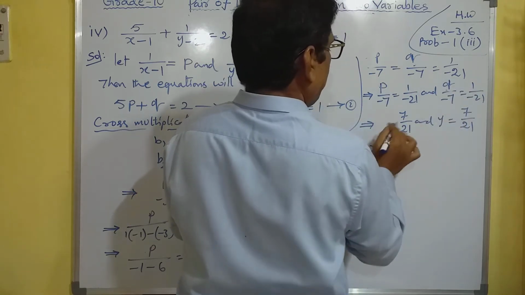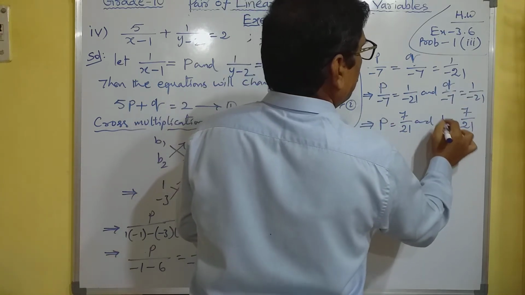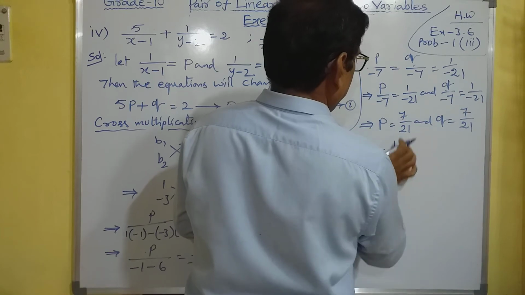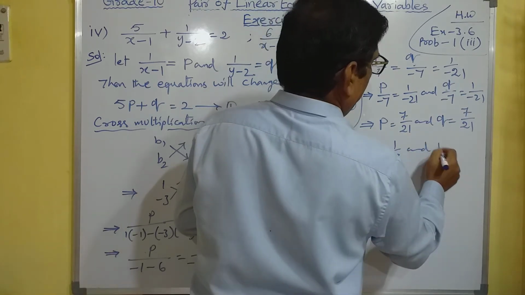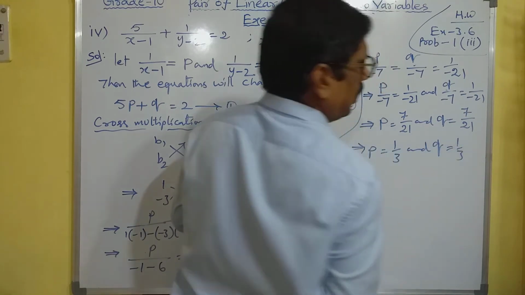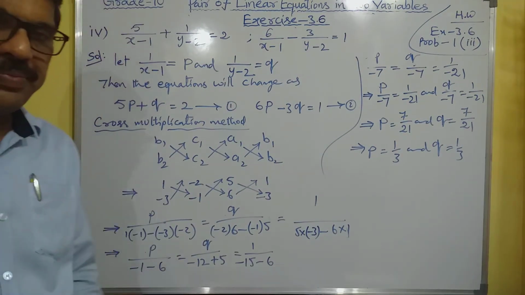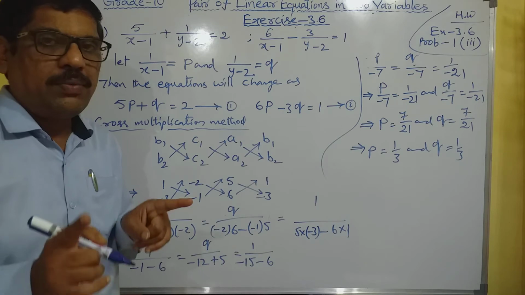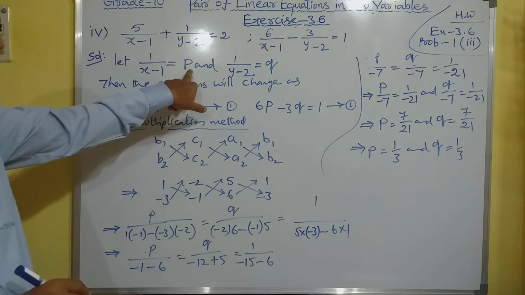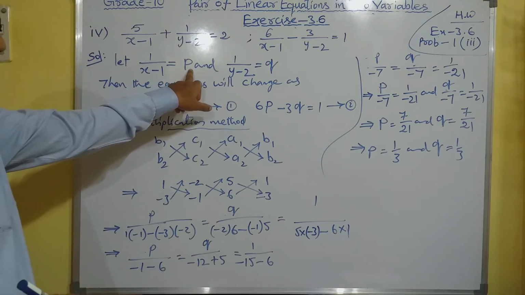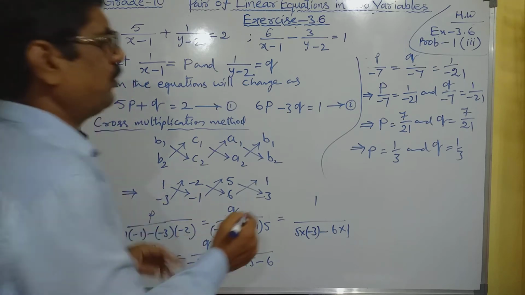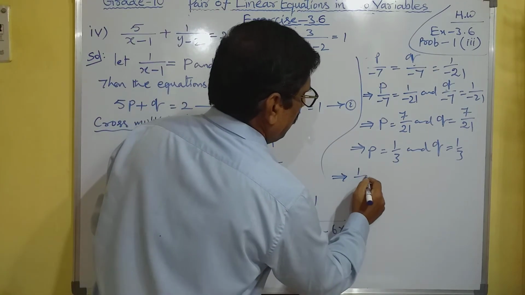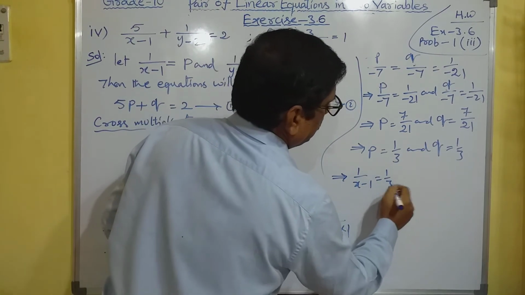So then we get P value and Q value as 1 by 3 and 1 by 3. Okay, did you understand? Now the next step, we need to find the x and y values. So what is P? We have considered P as 1 by x minus 1. This implies 1 by x minus 1 is equal to 1 by 3.